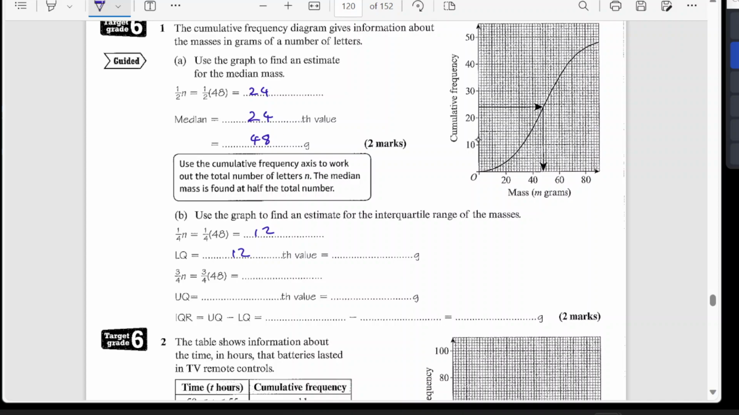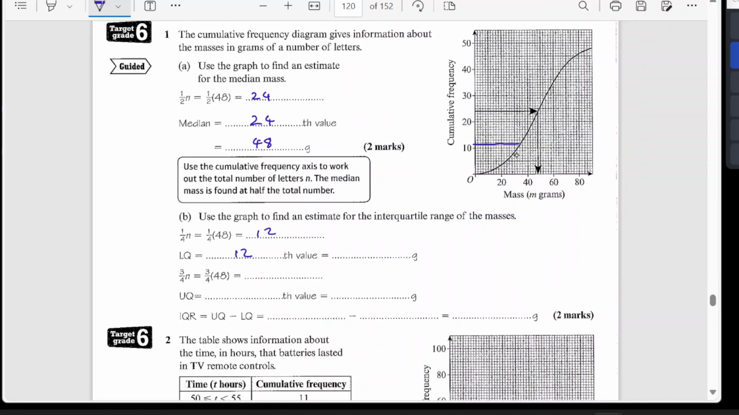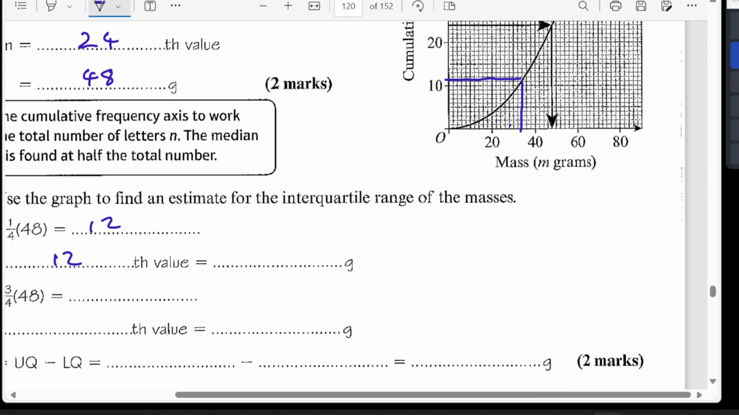I don't have use of a ruler, I'm afraid, so you'll have to bear with me. I should use a ruler, but there we go. So we go across and then we go down. I'm just trying to make sure that I've done it as accurately as I can, comfortably. So I think it's hitting just there. That would be 34. And then likewise the three quarters would be 36.